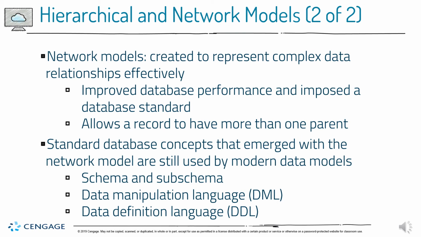The network model was created to represent complex data relationships more effectively than the hierarchical model, to improve database performance, and to impose a database standard. In the network model, the user perceives the network database as a collection of records in one-to-many relationships. However, unlike the hierarchical model, the network model allows a record to have more than one parent. While the network database model is generally not used today, the definitions of standard database concepts that emerged with the network model are still used by the modern data models.